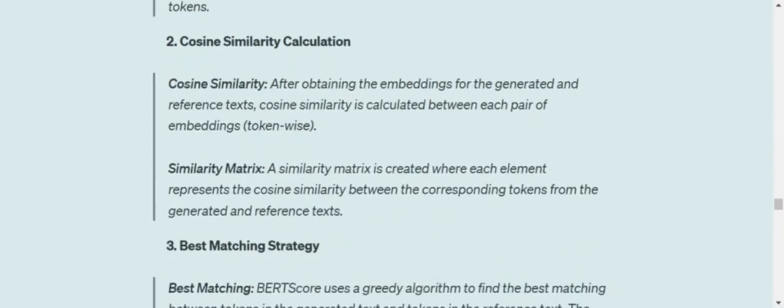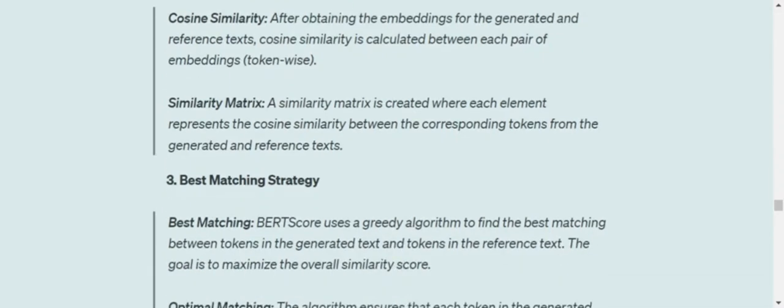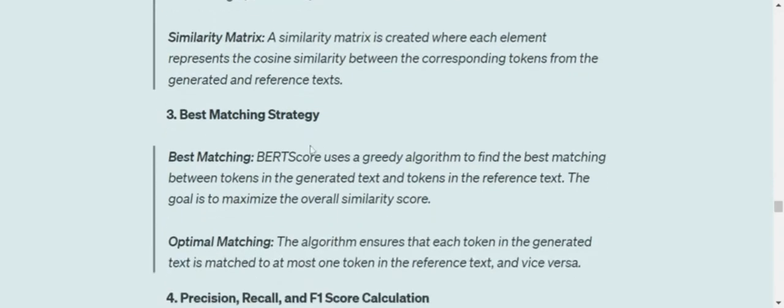After that, we would be calculating the cosine similarity between the embeddings of generated and reference text, and then forming a similarity matrix. I will be showing you everything, so don't worry. Once we have the similarity matrix, we will use a greedy algorithm to find the best matching between the tokens in the generated text and the tokens in the reference text. Every word in the generated text needs to find the best match from the reference text. That is the whole idea.